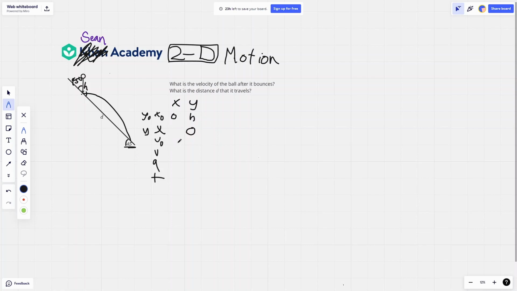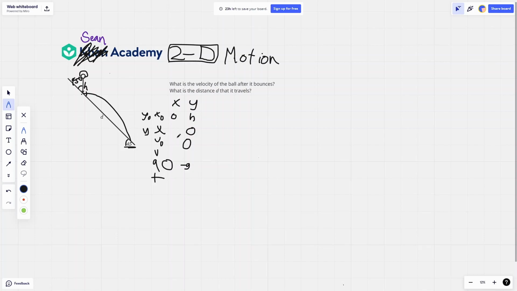V naught, we don't know it for x, but for y, you can imagine we're holding this ball up. It's not moving downwards at all, it's just completely still, so we can call v naught 0 as well. But we don't know the final velocity for either. Acceleration here would just be gravity for our vertical vector, of course. We call that negative g. And then, as we know, in a horizontal vector, for our purposes, there is no acceleration, so 0. And of course, we don't know time either.